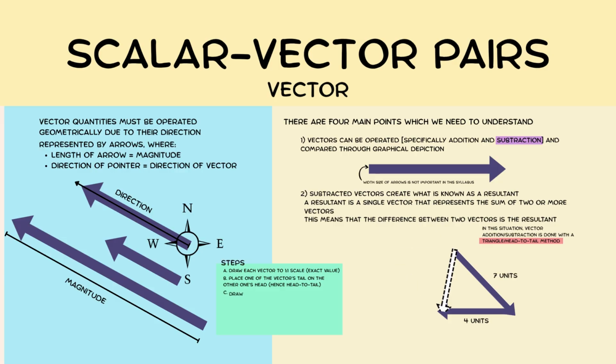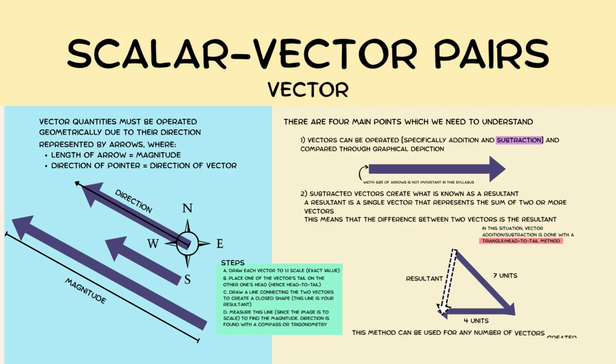After that, you draw a line connecting the two vectors to create a closed vector. This line is your resultant, which you will measure to find its magnitude. The direction of the resultant correlates to the direction of the other vectors, which can be calculated using trigonometry. Note that you can do this method for any number of vectors greater than 1.